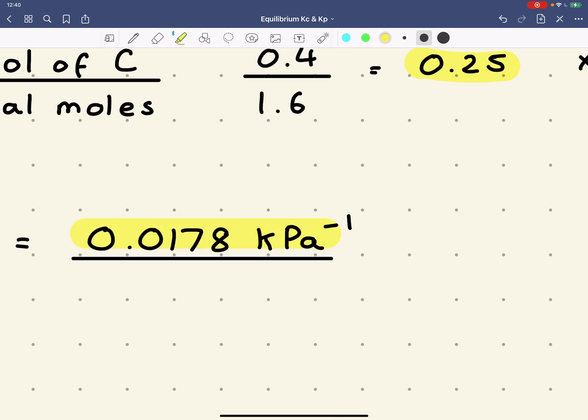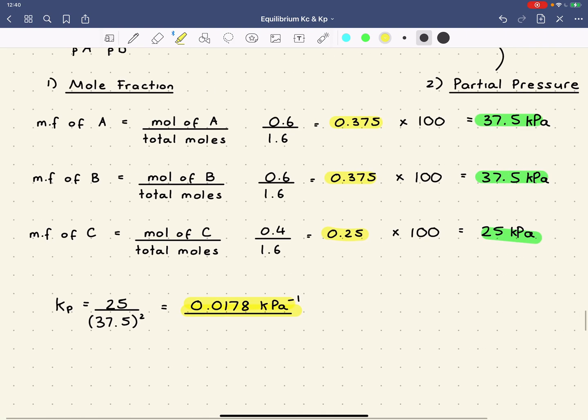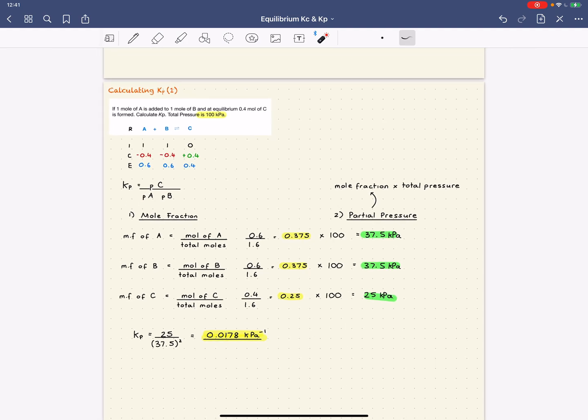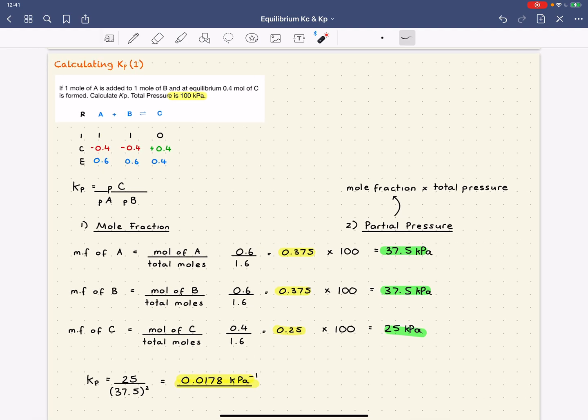So when you're doing these Kp calculations, a lot of the time you will have to do a rice table working out the moles of each component in the equilibrium mixture. And then you need to convert them into a mole fraction, and then convert them into a partial pressure, and then put the partial pressures into your Kp expression. So the next video, calculating Kp 2, will go through a slightly more difficult example.